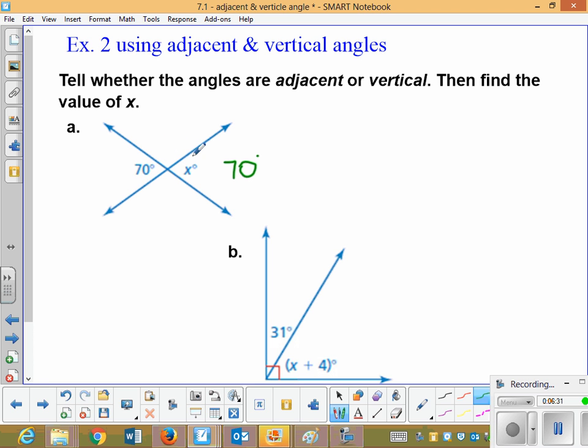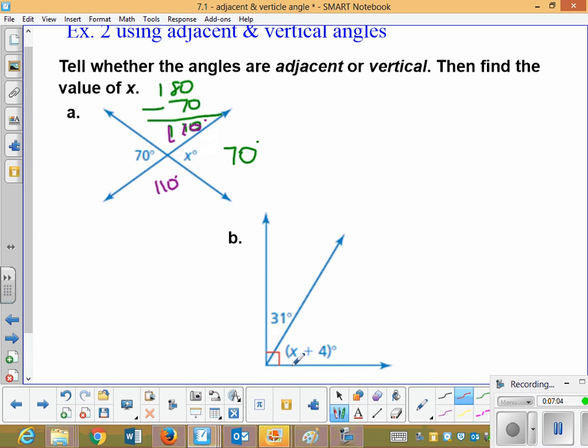Now, if this is 70 and you know that a straight line is 180, what you can do is take 180, subtract 70, and 180 subtract 70 is going to be 110. Now, if this is 110, this one across will also be 110. So again, vertical angles will always have the same measurement, okay? All right, let's go ahead and look at B.